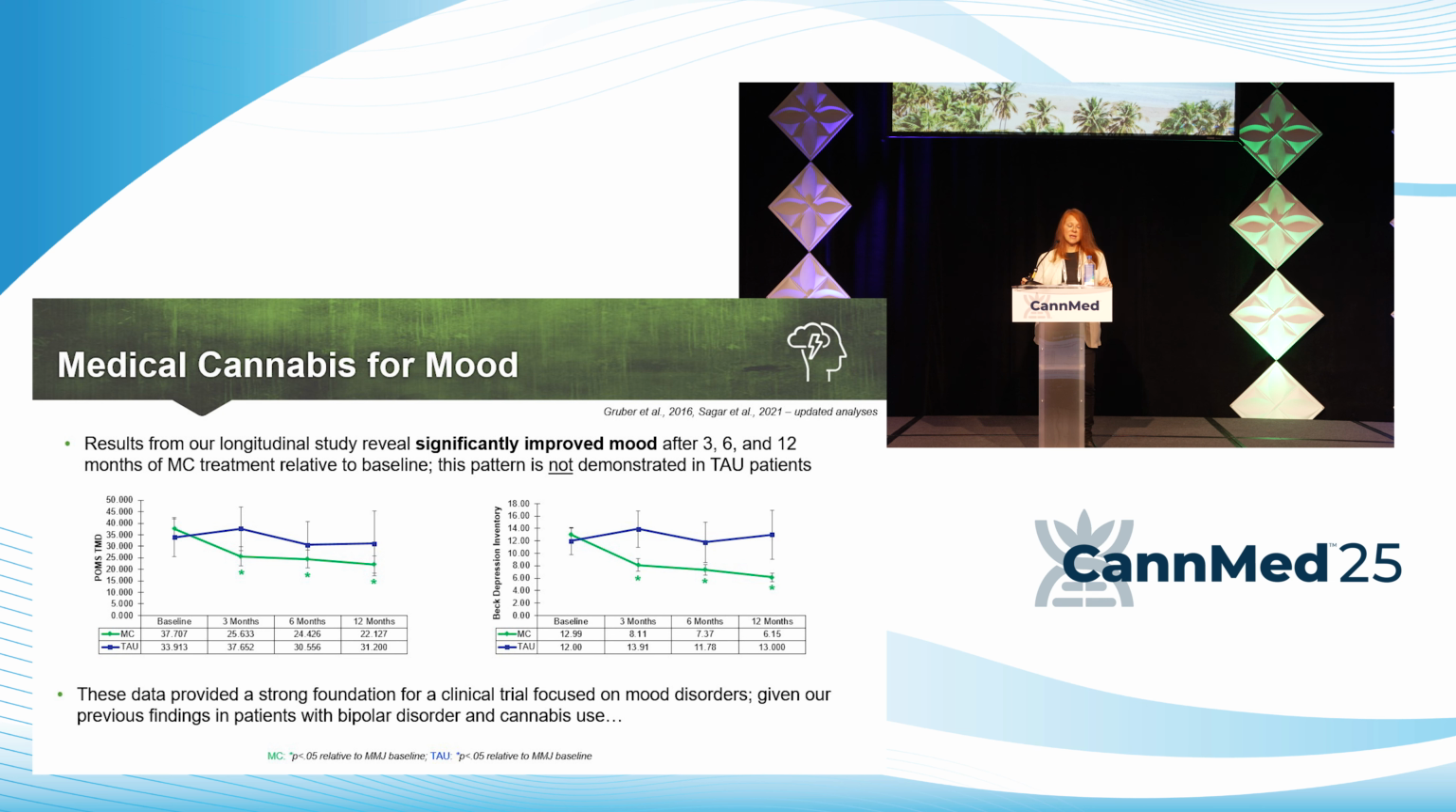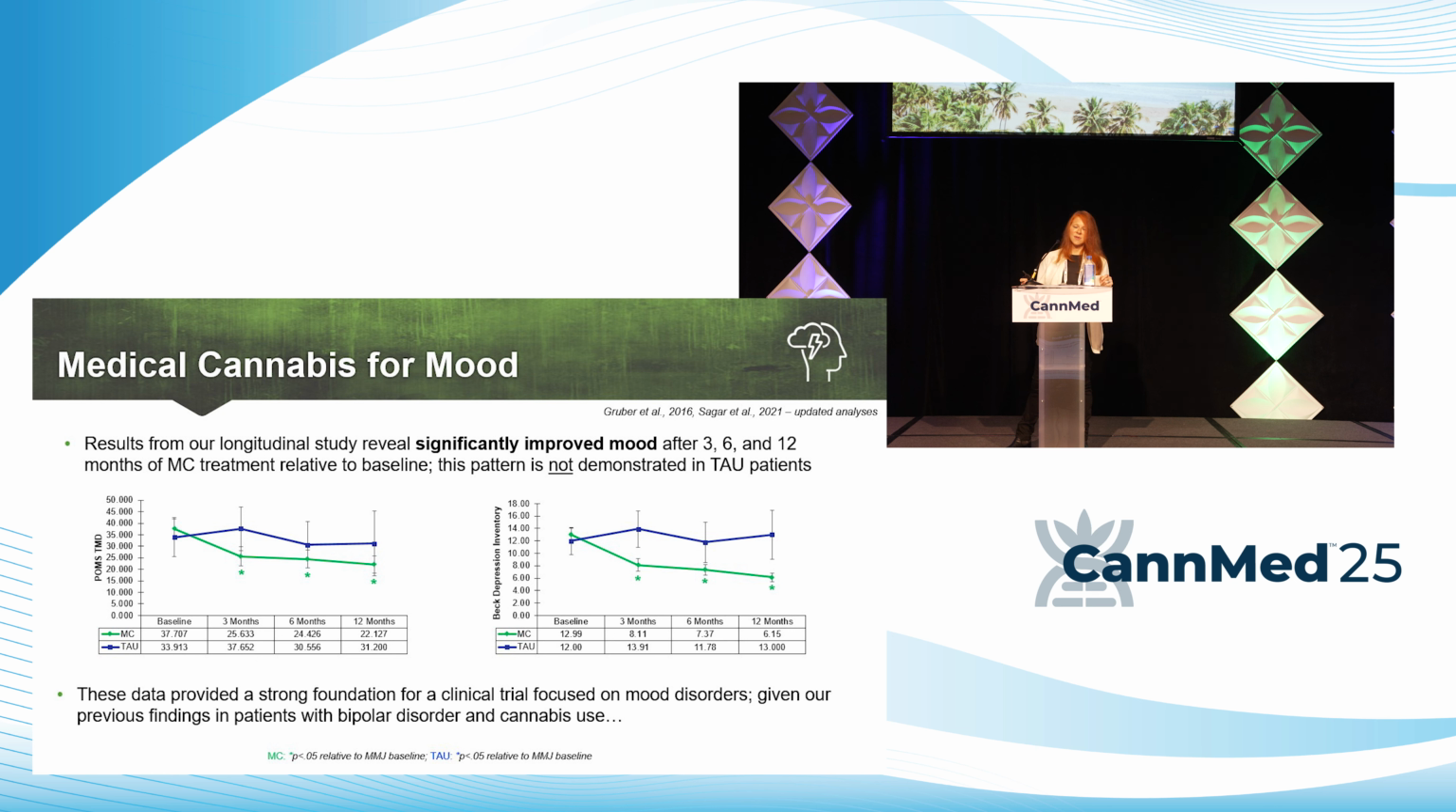If we look on the left, again, Profile of Mood States, total mood disturbance, we're looking for lower numbers. On the right, again, the Beck Depression Inventory. Our results: significantly improved mood at 3, 6, and 12 months of medical cannabis treatment relative to baseline. We do not see this pattern in the treatment as usual group, folks, right? You see that? I mean, unbelievably clear. So these data provided a great foundation for a clinical trial focused on mood disorders.